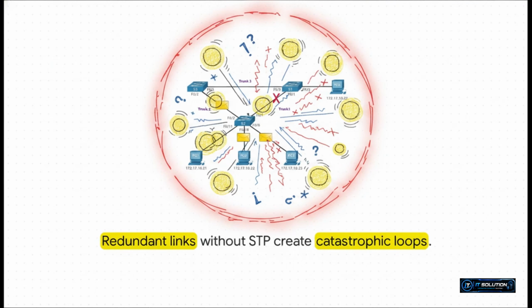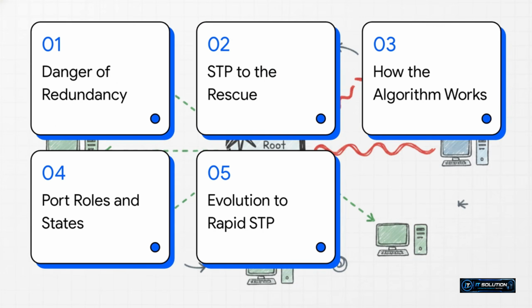When a broadcast frame hits these interconnected switches, every single switch forwards it out of every port except the one it arrived on. This causes the frames to multiply and loop infinitely. Meanwhile, the switch's MAC address table is constantly trying to update with incorrect information because it keeps receiving the exact same frame from different directions. This MAC database instability causes devastating CPU spikes and brings the entire network to a grinding halt in a matter of seconds. So here's our roadmap for today. We're going to cover the danger of redundancy, how spanning tree comes to the rescue, the inner workings of the algorithm, port roles and states, and finally, the evolution to rapid STP.